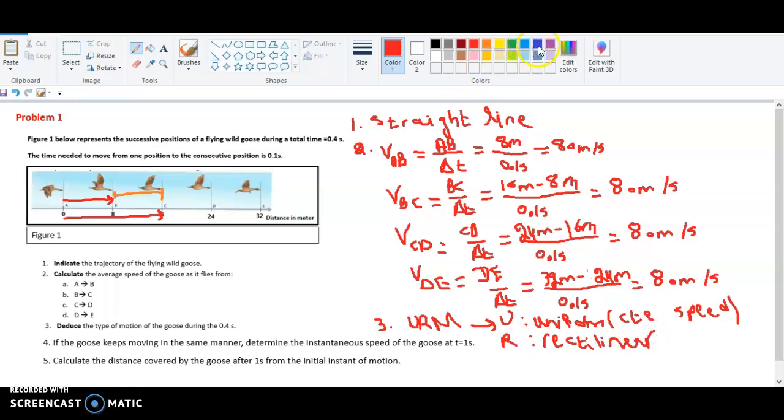So this goes back to the answer here, because it is a straight line. And M is for motion. So the justification here is that all the average speeds are the same. We have constant average speed.